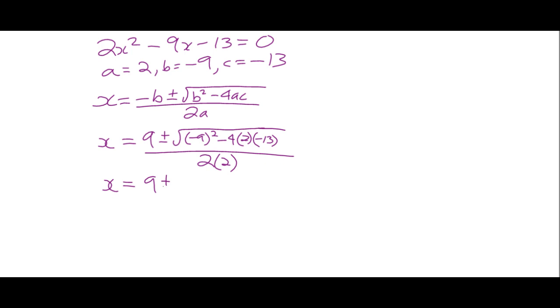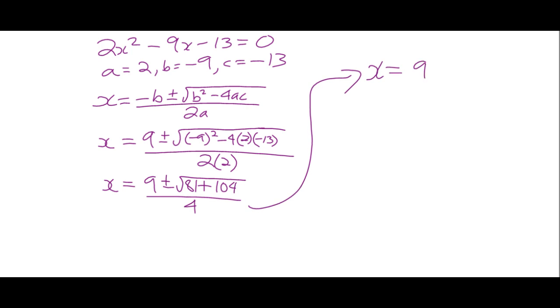Okay, so I got 9 plus or minus square root. All right, so what do we got here? 81 minus a negative, right? Minus a negative gives me what? Plus. Okay, 4 times 2 is 8. 8 times 13 is what? 104. 80 and 24. 104, all over 4. 9, root, add those together, what do we get? 185.